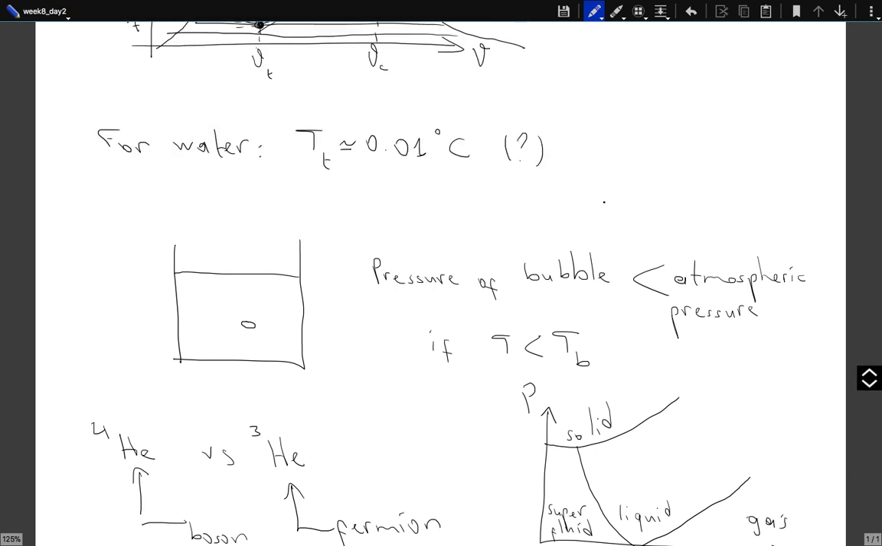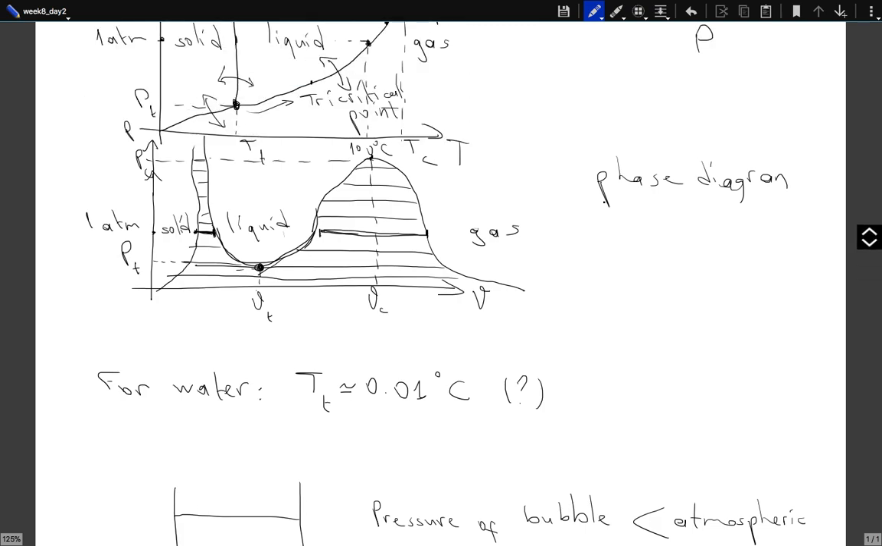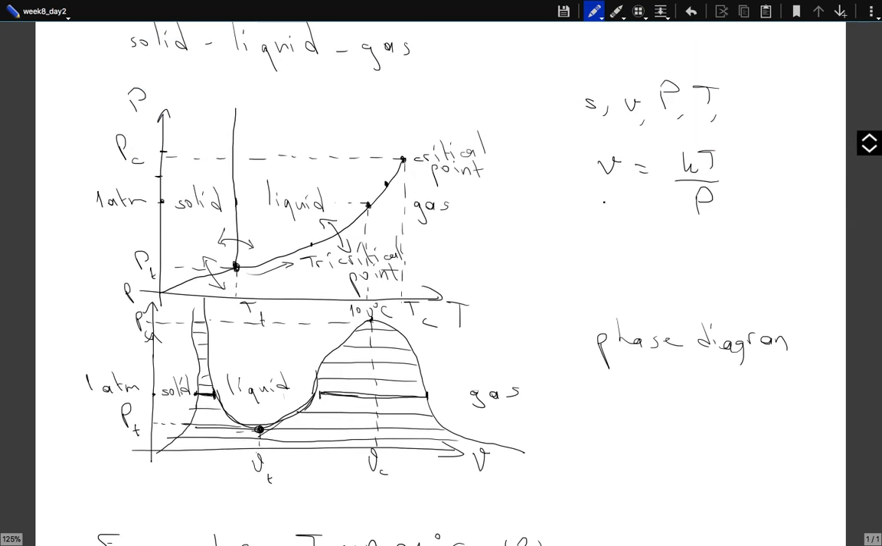Now let's look at these graphs. So you see, the question is, how can we obtain the curves over here? How can we study them? These coexistence curves.